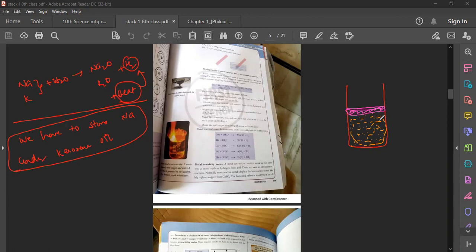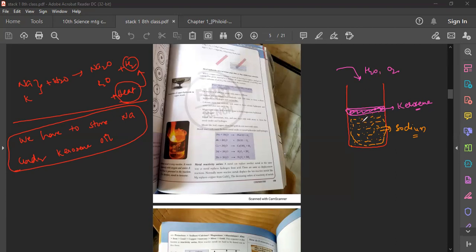Here, if you take sodium, this is the sodium, and whatever the pink color is, that is the kerosene oil. Generally, kerosene oil has less density than sodium, right? So it will float above the kerosene oil, and there is no direct contact between the sodium and the air or water. To avoid direct contact between the sodium and the water or the air present in the atmosphere, we store the sodium under kerosene oil.